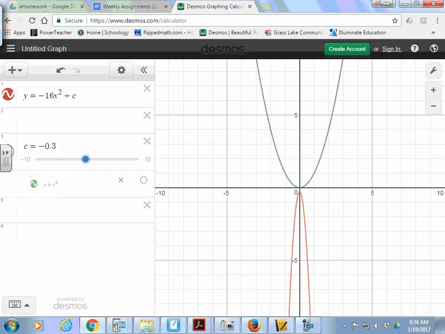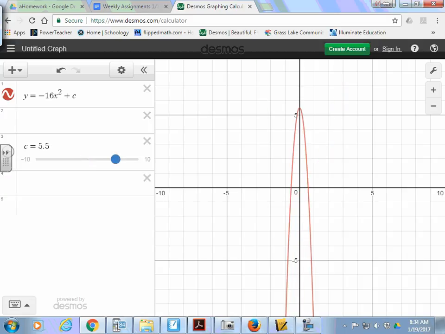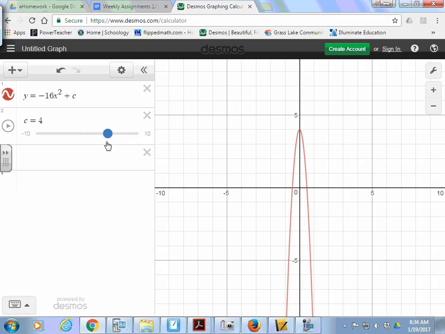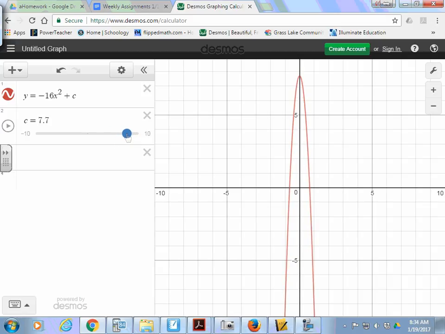Oh, forgot to get rid of that one. Okay, there we go. There's negative 16x squared plus c. All right, so we know that as c gets bigger, it moves the graph up. So c is actually what number then, when we're talking about an object that is being dropped? What does c refer to then? Any idea?